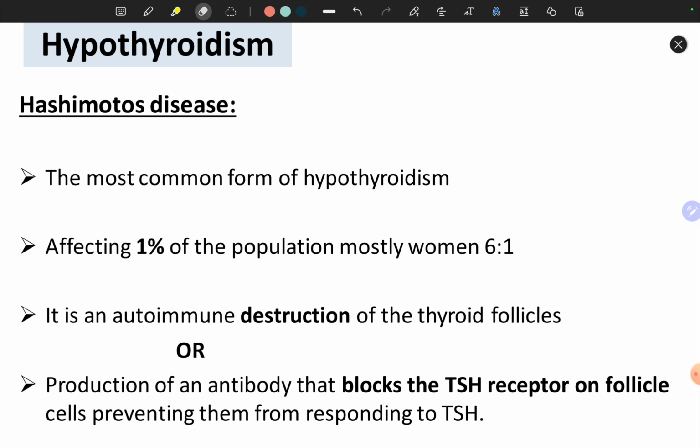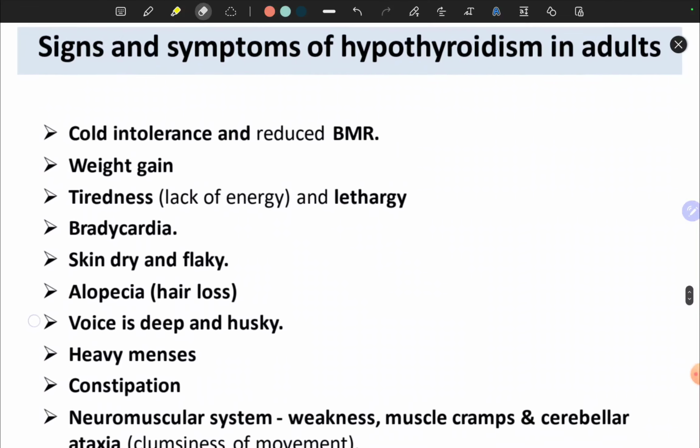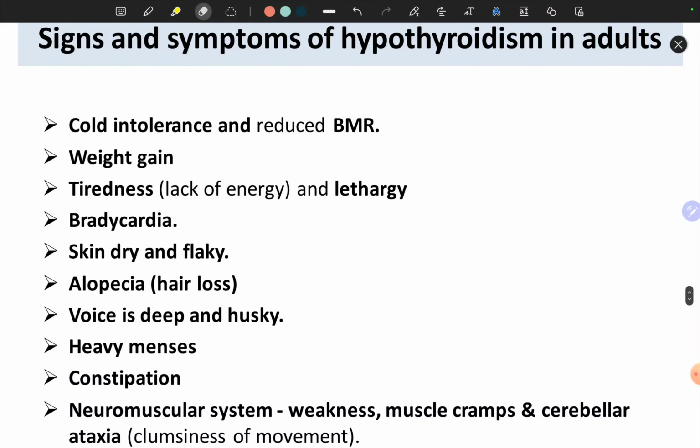People with hypothyroidism develop cold intolerance and low BMR. Based on metabolic rate, they will gain weight because despite having normal appetite or slightly decreased appetite, they gain weight. Unlike thyrotoxicosis. They feel tiredness and lethargic.